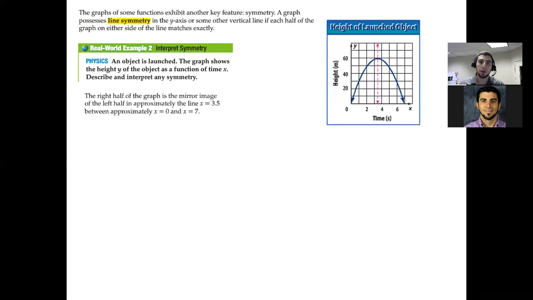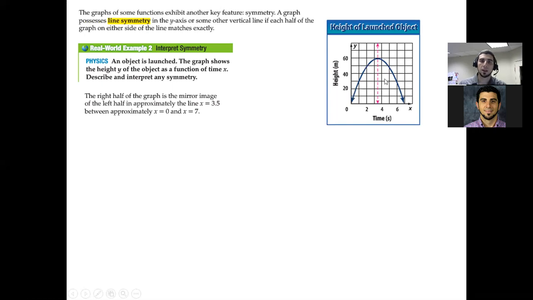So the right half of the graph is a mirror image of the left half of the graph, and that line would be at approximately x equals 3.5. Okay? So that would be the line. Remember, a vertical line is always x equals whatever the number is where the vertical line is. And a horizontal line is always y equals whatever the number is on the y-axis.